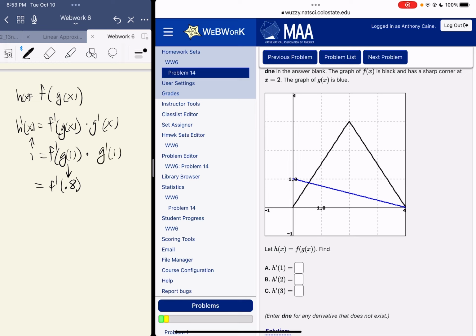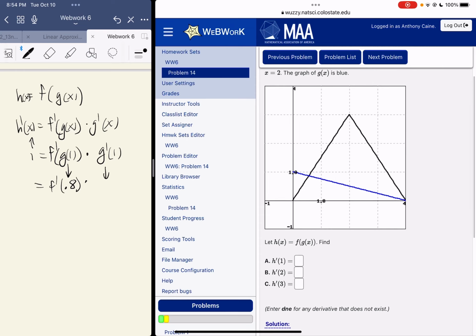G prime at 1, let's see, we go over 4, down 1. So minus 1/4. Okay. All right, now f prime at 0.8, we're going to use the graph. Looks like we're going over 2 and up 3. So over 2, up 3, times minus 1/4, that's minus 3/8.